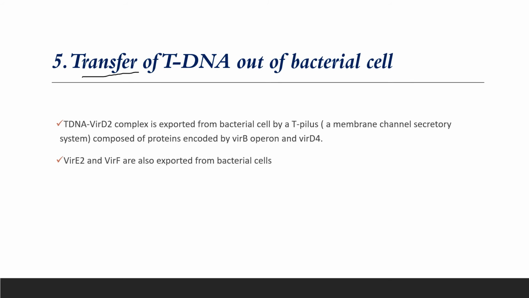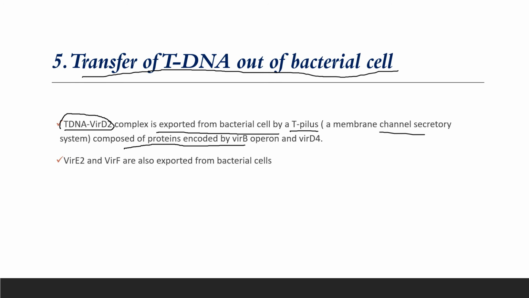So talking about the fifth part, the fifth part is the transfer of tDNA out of the bacterial cell. So now the tDNA along with VirD2. The tDNA, which is the newly synthesized DNA with VirD2 attached at the 5 end as a complex, is now exported from the bacterial cell by a T pilus, which is a membrane channel secretory system composed of proteins encoded by the virB operon and virD4. So the entire transfer is possible with the help of a pilus, which is known as a T pilus.